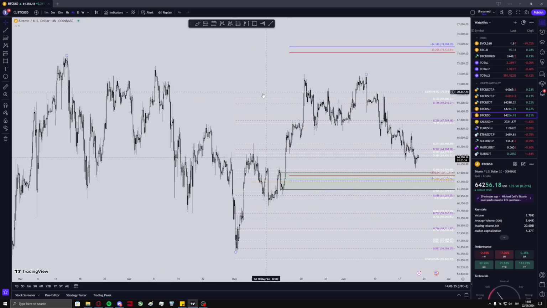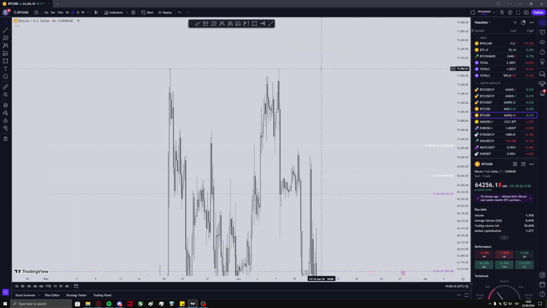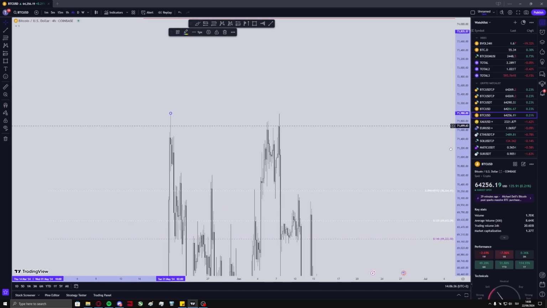And yeah, I take it from the range high to the range low and to the current high. So wait, which one is higher? Has this swept on? No, it hasn't. Okay, so it's this one.